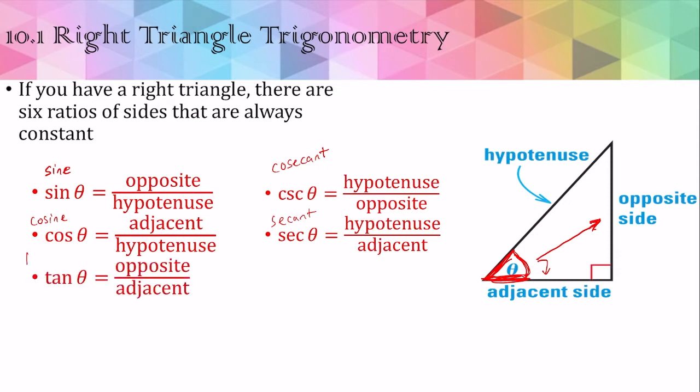And then we have tangent. It's the opposite over adjacent. And its reciprocal, cotangent, which is adjacent over opposite. So notice each one is a reciprocal with the one across from it.